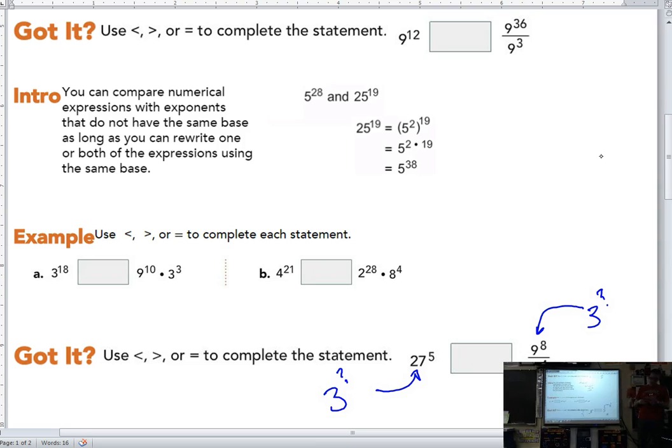So let's start down through these. Sean, on this first one here, how'd you figure out which one's bigger? Or what is the right side? You got the example.